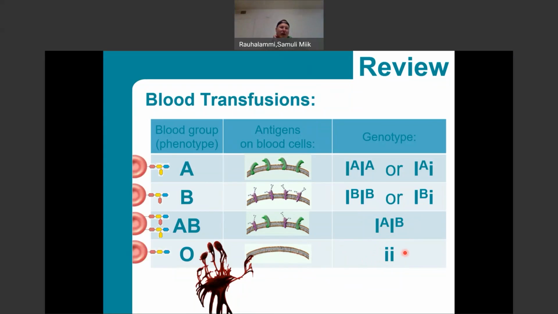So here we have a better look at what the actual antigens look like in a diagrammatic sense on the surface of the red blood cells. Of course, the scale is a little off.